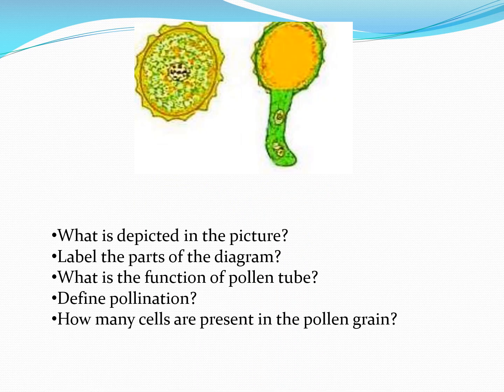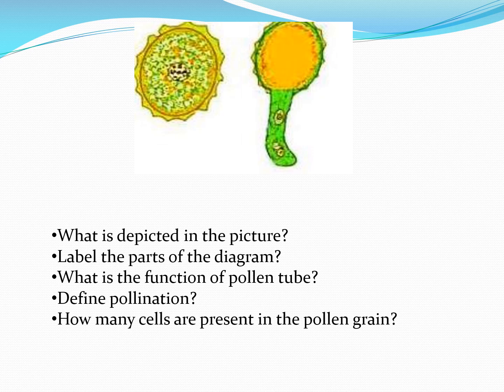Here, first question, what is depicted in the picture? The picture shows the structure of pollen grain and growth of pollen tube from pollen grain. Label the parts of the diagram: pollen grain, pollen tube. Pollen tube shows 2 cells, tube cell and generative cell. Tube cell is also called the vegetative cell, and the second one is the generative cell.